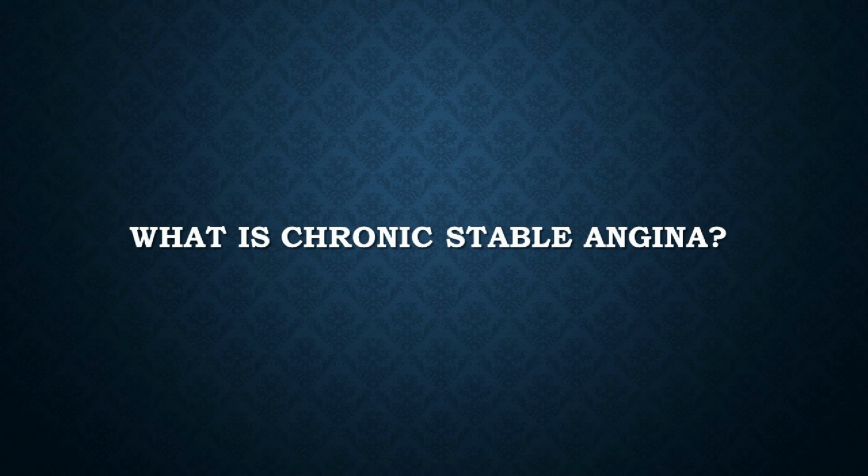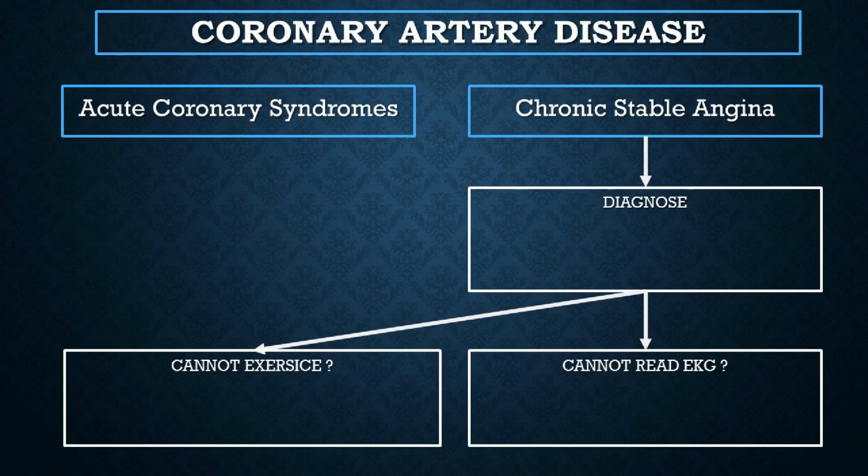Question. What is chronic stable angina? Answer. The patient with chronic stable angina will present to the office with a history of pressure-like chest pain that occurs only with exertion. That's how we differentiate it from unstable angina chest pain. Like we said, there the pain can occur at rest as well. And here the pain in chronic stable angina is also relieved with rest.